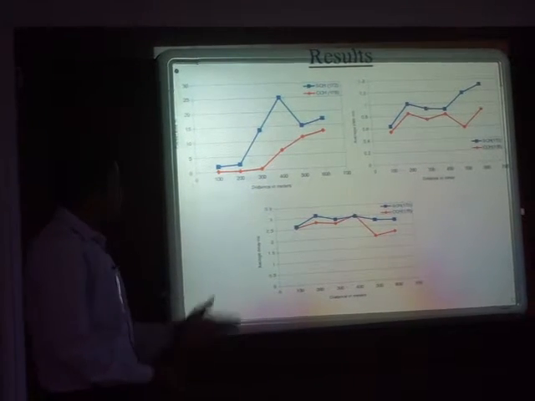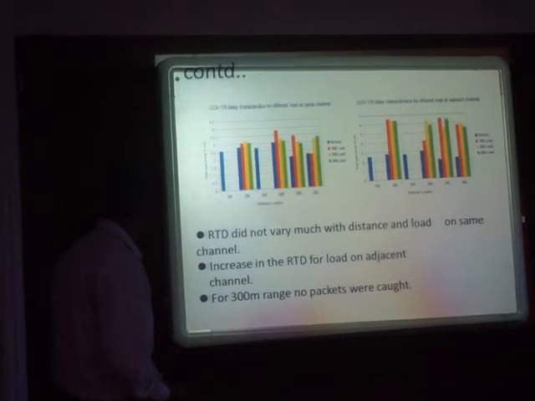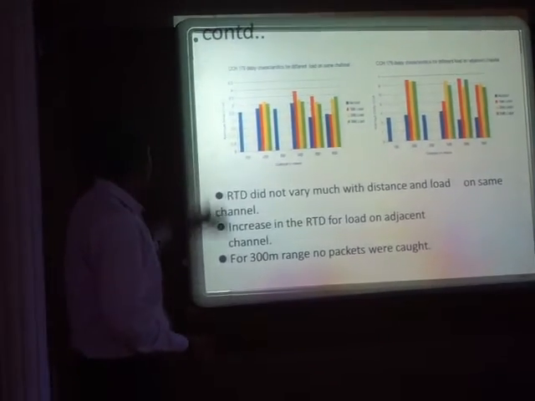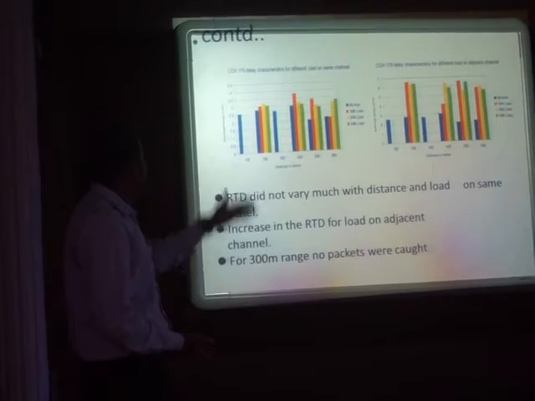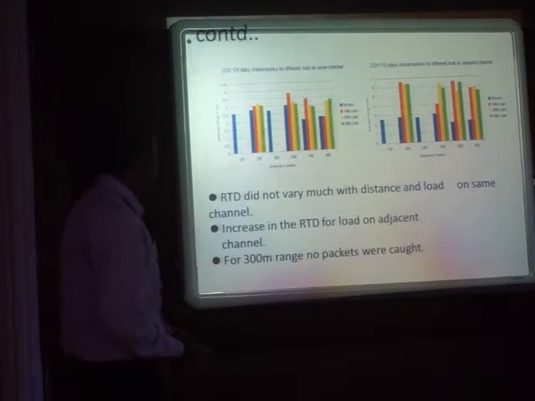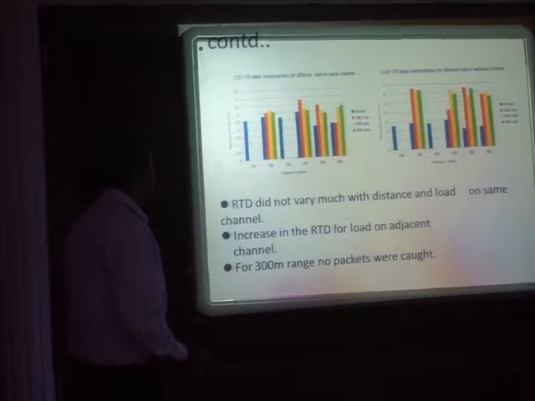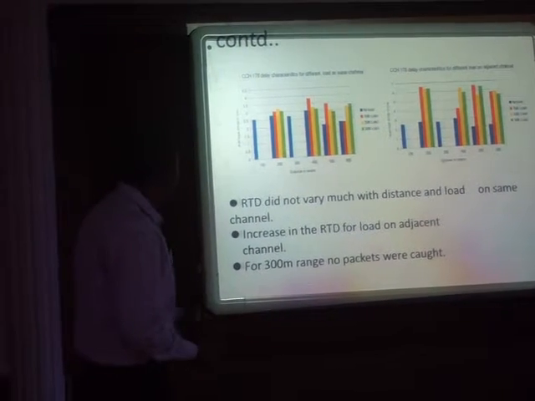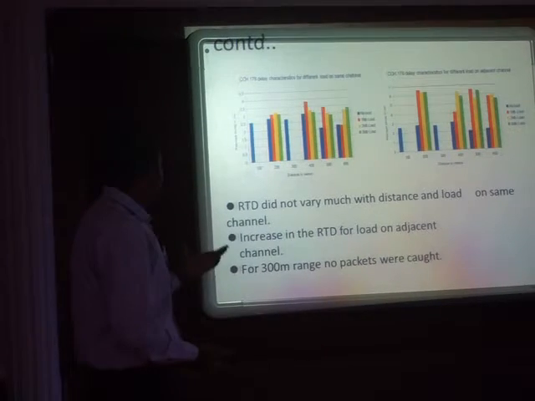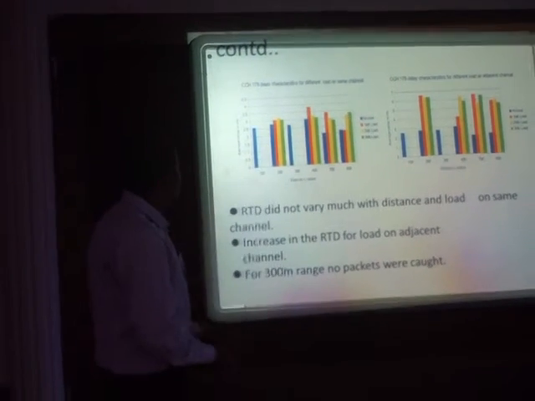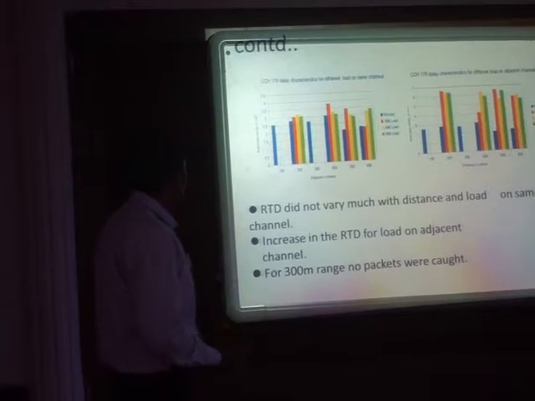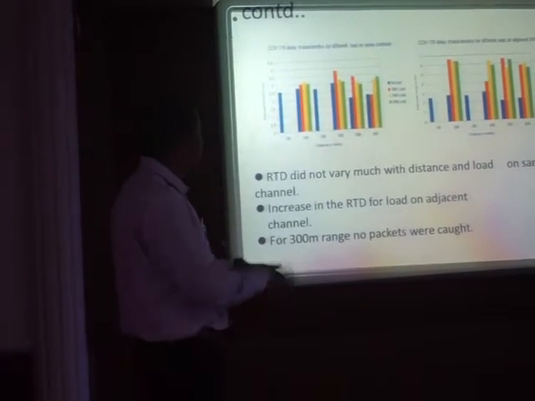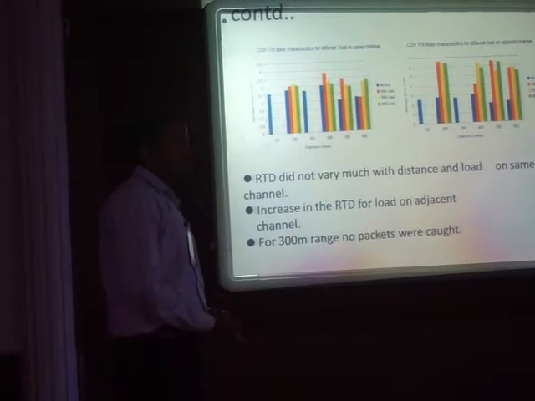These are the graphs for delay characteristics. The first graph is for load on the same channel, and the second is for load on the adjacent channel. You can see that the RTD did not vary very much with the distance, and also it did not vary because of the load on the same channel, but there was a large loss when the load was put on the adjacent channel. For 300 meters, we did not get any packets because of the dip that created a non-line of sight.